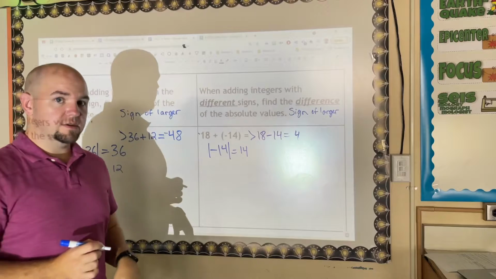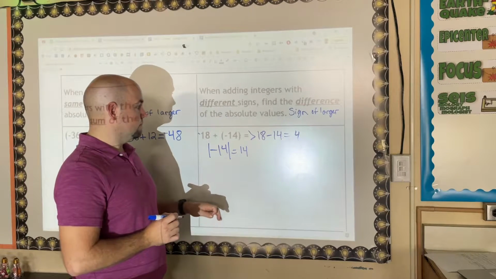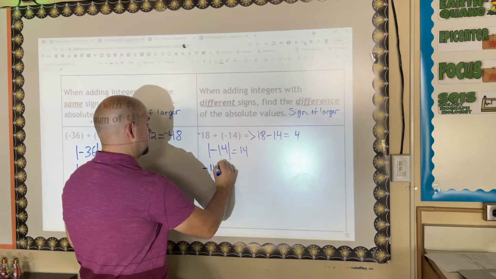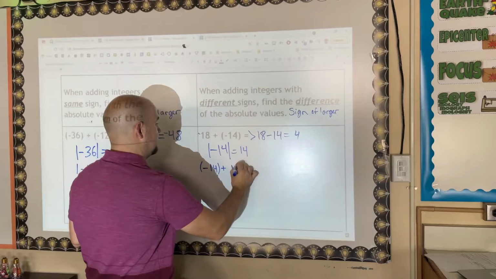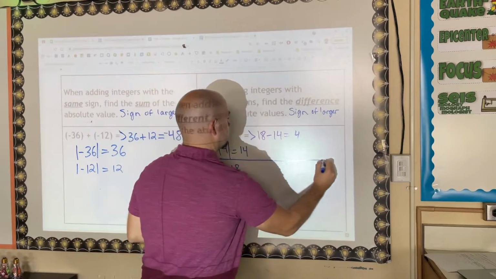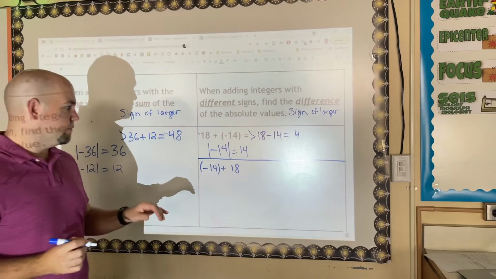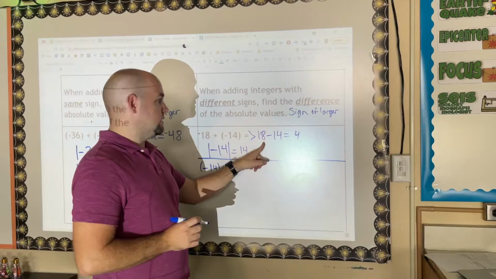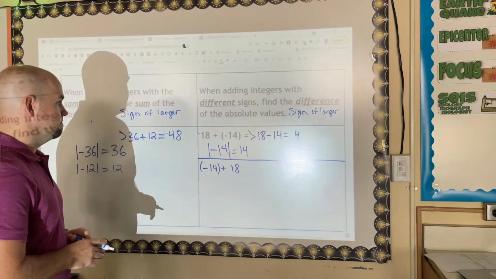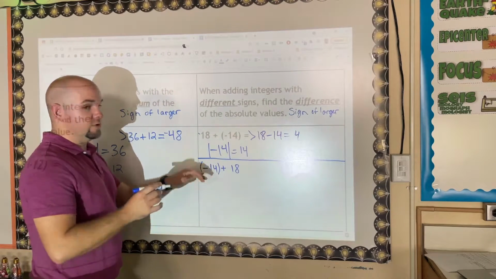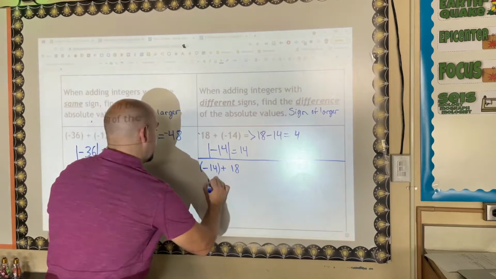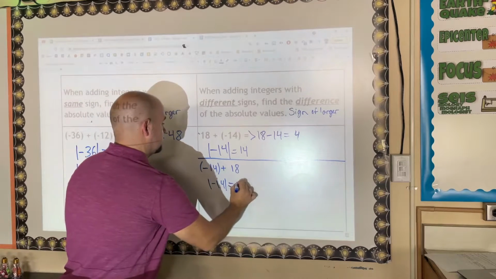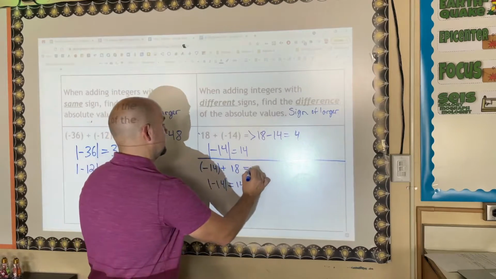Now, if it was the other way around, let's say I wrote this in a different way, maybe negative 14 plus 18. This is a whole new problem here. Let's see how we would do that one, because if I were to do my absolute values, it would be saying 14 minus 18, but that's not the case. So we have to do absolute values again with this one. We go absolute value of negative 14 equals 14.